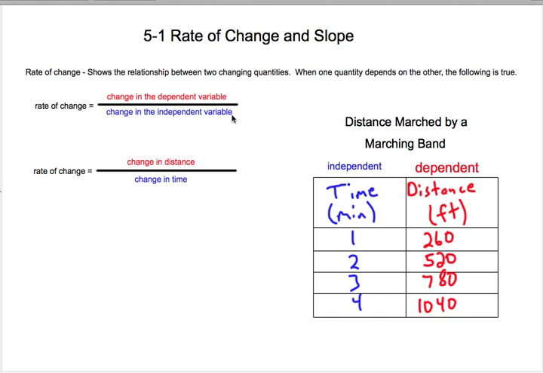Well, what does that mean? That doesn't mean a whole lot until we put it into context. So over here I have a T-chart that shows the distance marched by a marching band in relation to minutes. So this quantity, distance, depends on how much time they are marching for. So instead of writing change in the dependent variable, in this case, it's change in the distance over change in time.